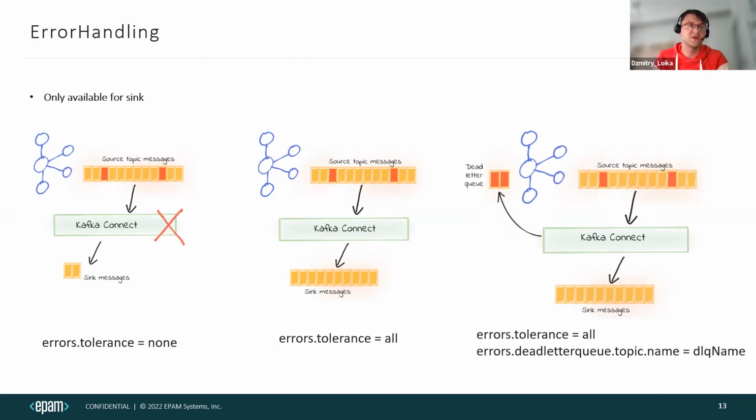Out of the box, error handling on the sink part has three different options. The first is error tolerance none. That means if something goes wrong in your connector, it stops, doesn't log anything, and doesn't put information in the dead letter queue. Error tolerance all means that if something goes wrong in your connector, it continues to work, no matter which kind of error, except on this connector.